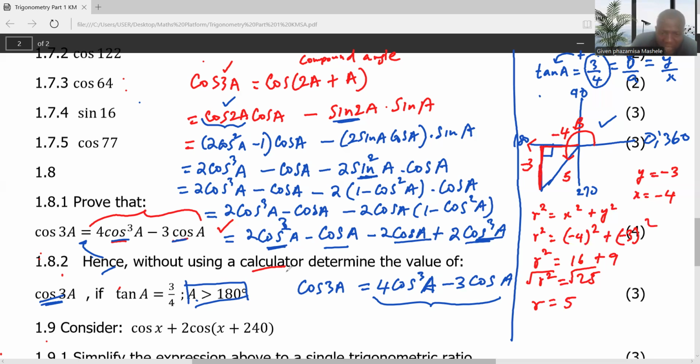So we can get cos 3A, because we know cos 3A is 4 cos cubic A minus 3 cos A. Remember, this uses the angle A, not the beta. So cos A, we can get there. By the way, what is cos A? Cos A is adjacent over hypotenuse. What is the adjacent there? Minus 4. Hypotenuse is 5. So wherever we see cos A, we're going to put minus 4 over 5. Minus 4 over 5, but this one is a cubic. Minus 3 into minus 4 over 5. So then we're going to get the final answer.